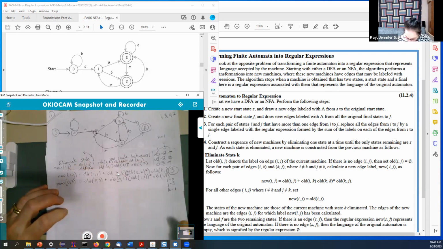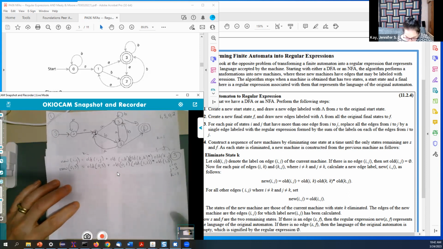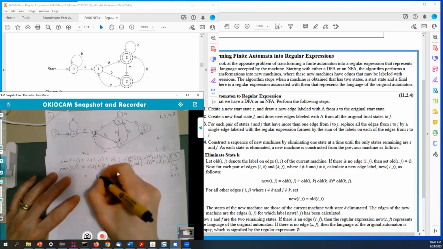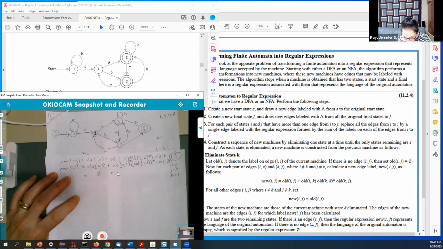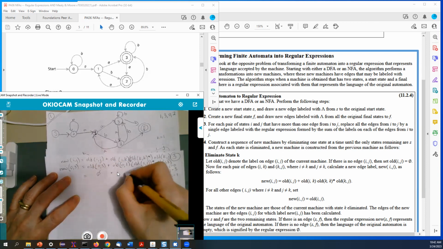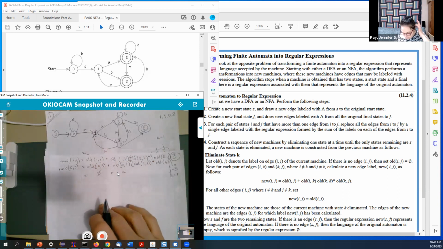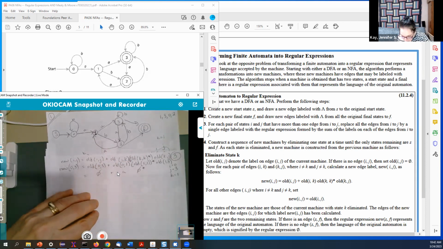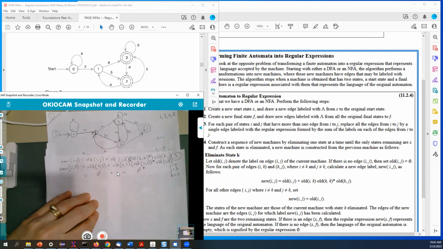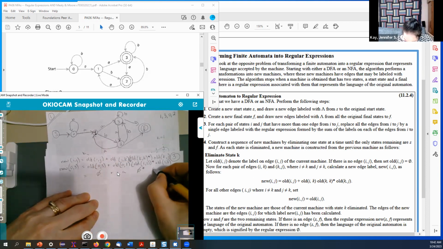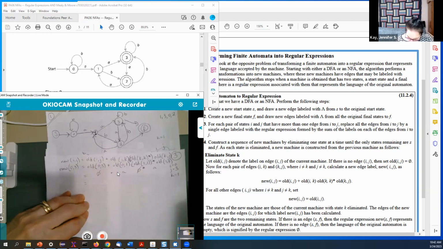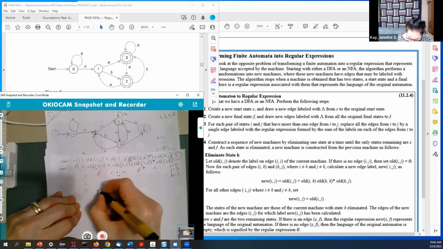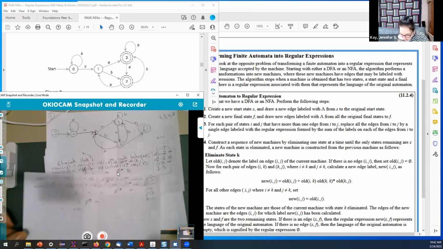All right. So now we look at the arcs or the transitions. Is there anything from 0 to 3? No. So we just write the empty set. 0 to 1, A. 1 to 1, empty set. That's right, empty set. And 1 to 3, A again. So that equals a empty set star A, which equals AA. So we've now done all of these.